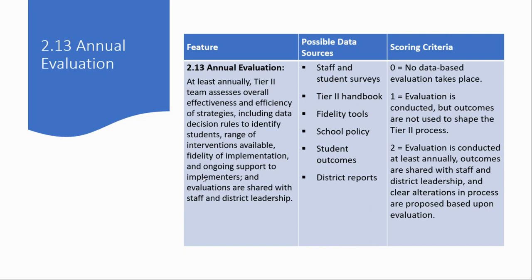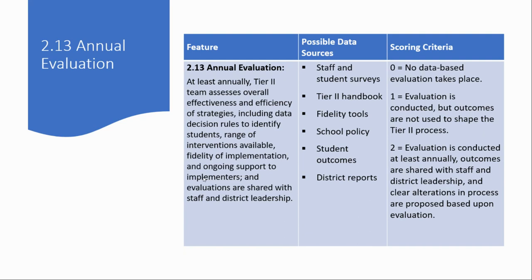As we have talked about throughout both of these videos, it's very important that both tier 1 and tier 2 teams are very transparent with their stakeholders. Everyone understands how that team works and how decisions are made. So some possible data sources would be staff and student surveys from PBIS assessments, tier 2 handbook, any fidelity tools that are being used, the school's policy, the student outcomes, and those district reports.